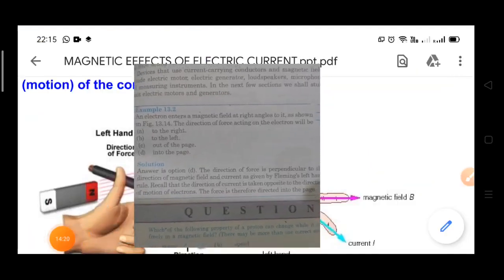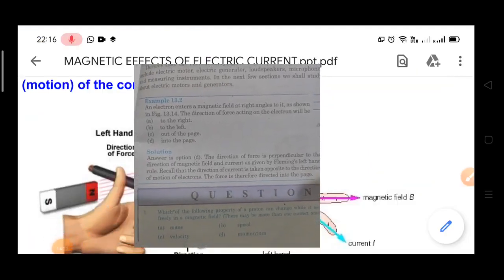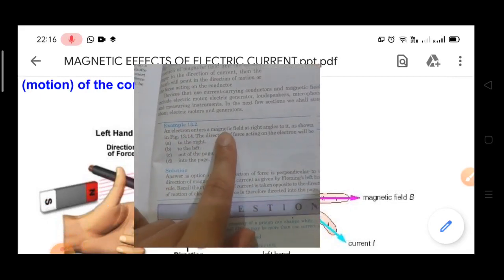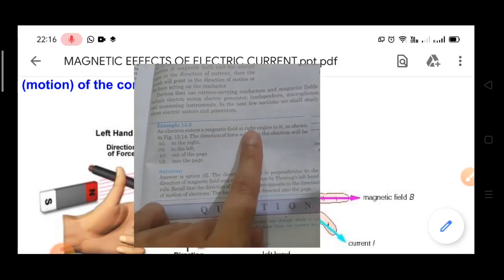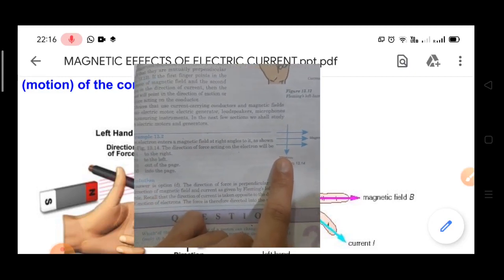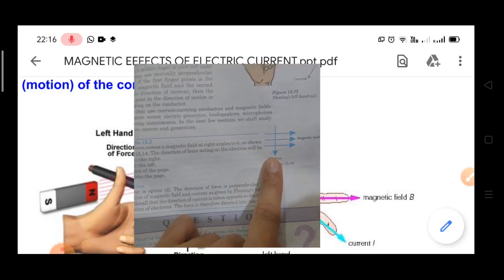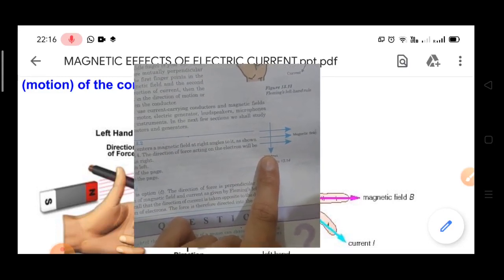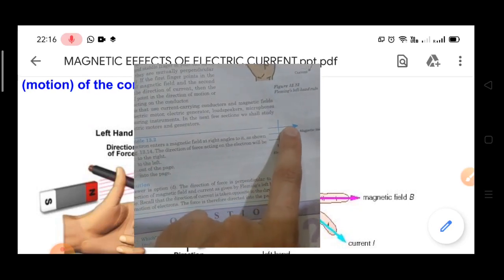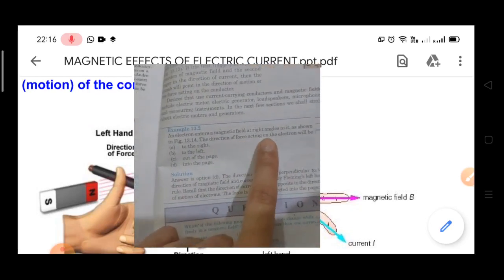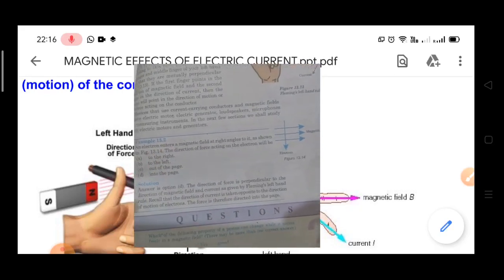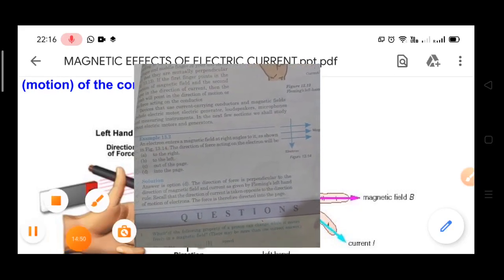Now look at this question. This is a question in your NCERT book, page number 231. An electron enters a magnetic field at right angles to it. This is the direction of magnetic field and this is the direction of electron. But we need the direction of current. So as you know, the direction of current is opposite to the direction of electrons. So direction of current will be this side. Now direction of force. This question is asking the direction of force. So use the left hand thumb rule.